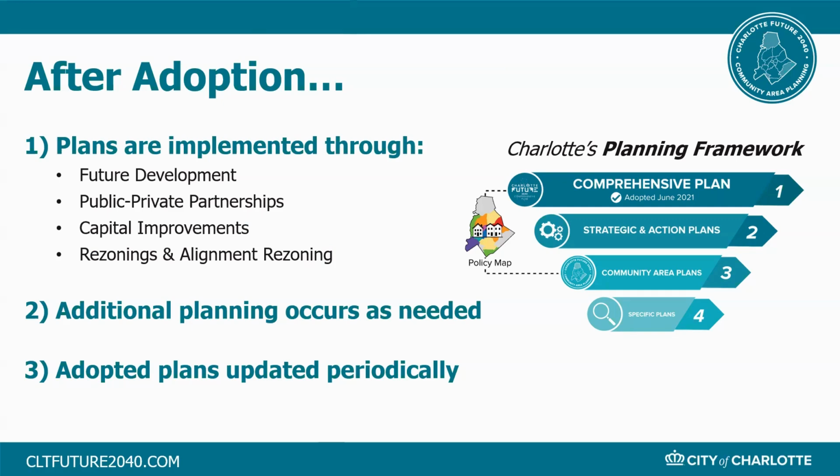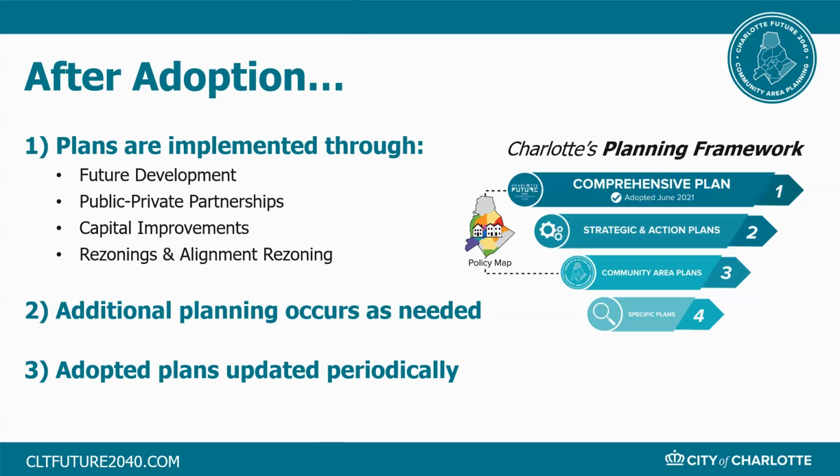Plans may be implemented through private development, private-public partnerships, capital improvements, and rezonings. Community area plans are an important component of Charlotte's planning framework, but they are not the only tool in our toolbox. We also have specific plans in our toolbox which focus on smaller geographies and more on implementation. We have the ability to develop this guidance if and when needed across the city.